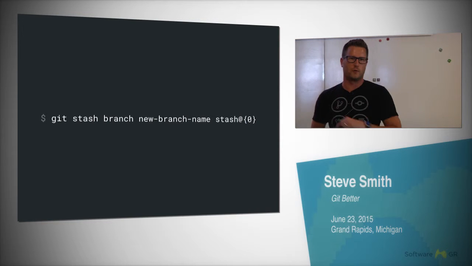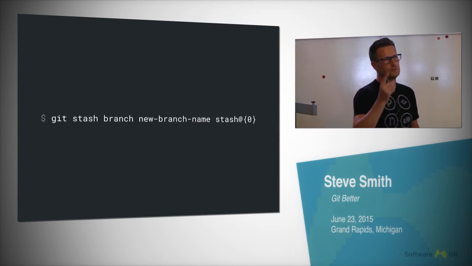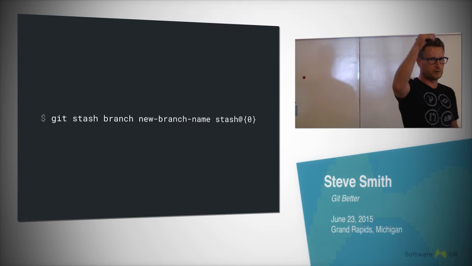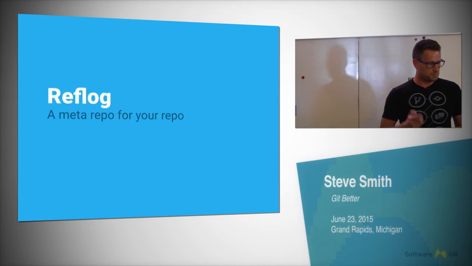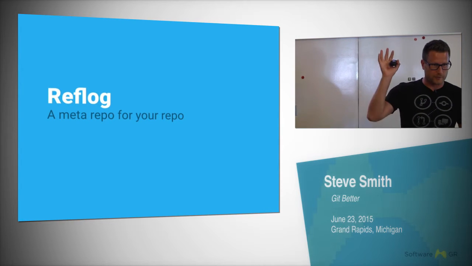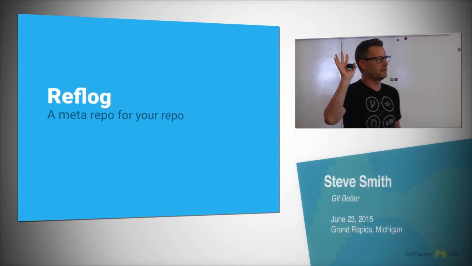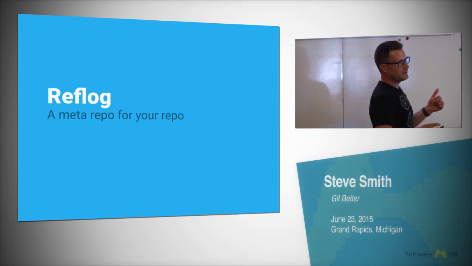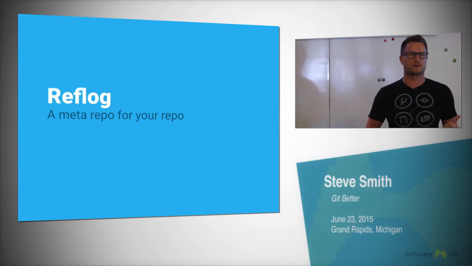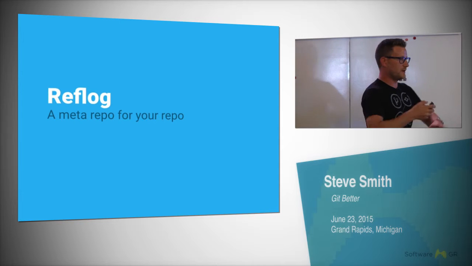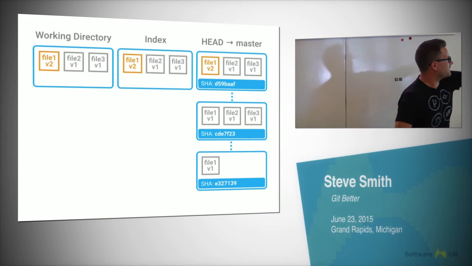Now to the question of what happens to that commit when you do a soft, mixed, or hard reset, when you change HEAD. Anyone heard of the reflog? Anyone use it? The reflog is awesome. Reflog is a meta repository for your repository. Really great. So let's get back to this scenario again.